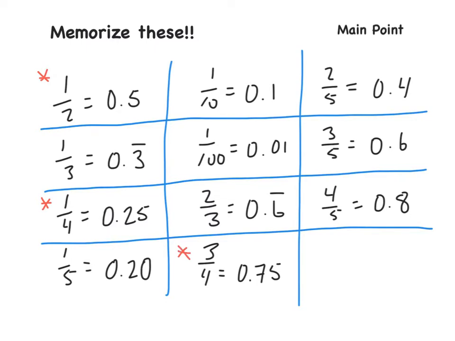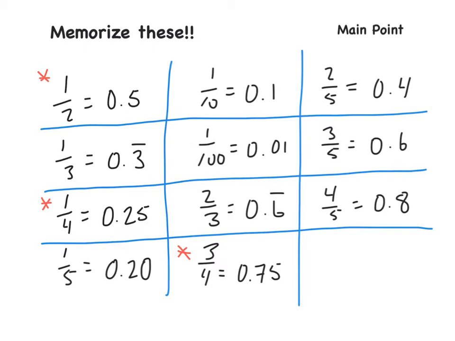Think of this like quarters in a dollar. How many quarters are in $1? There are 4 quarters in a dollar. So if we think of this as 1/4, there are 4 quarters in $1, each quarter is equal to 25 cents. 3 quarters in a dollar is equal to 75 cents. If you take 1/2 of a dollar, it's equal to 50 cents.